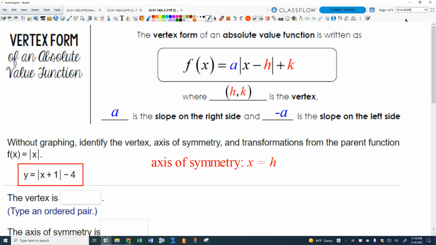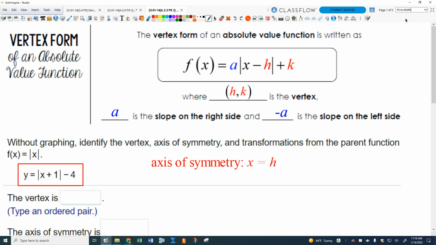We just have to be able to identify what are the values of A, H, and K. Those are the three numbers that are always going to show up in vertex form, right? H is the number that's being subtracted from X inside the function. K is the number that's added outside the function. A is the number that's being multiplied by the function. H and K represent the vertex for any function that has a vertex. A always represents the shape of the function. It's the vertical dilation factor, how much it's vertically stretched or compressed or reflected if it's negative, right?